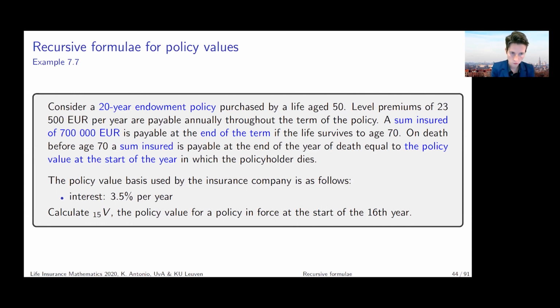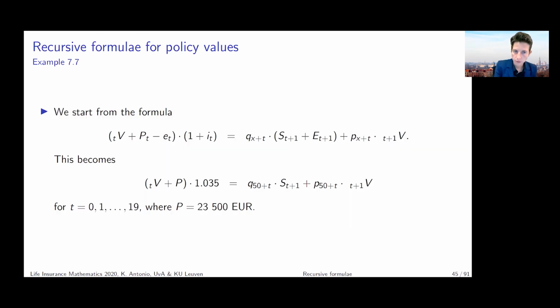So we've got certain assumptions about interest rate, etc. And we now want to find a practical way to calculate the policy values on this contract. And immediately you can feel that that's not going to be so easy if you take the traditional way to write down this policy value prospectively or retrospectively, because the death benefit here is connected to the policy value, right? So this is an example where the use of these recursions will come in handy, will give us a practical way to come up with the policy values. So let's see how that goes.